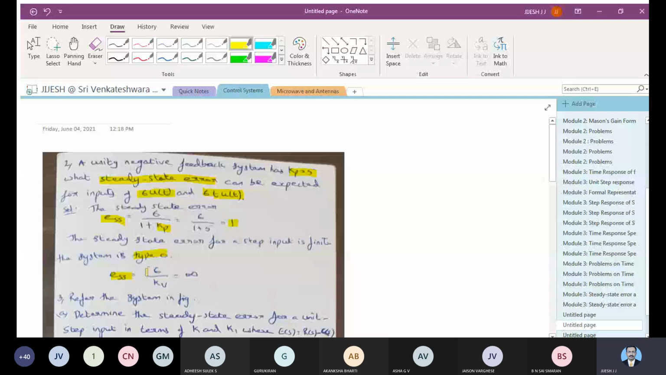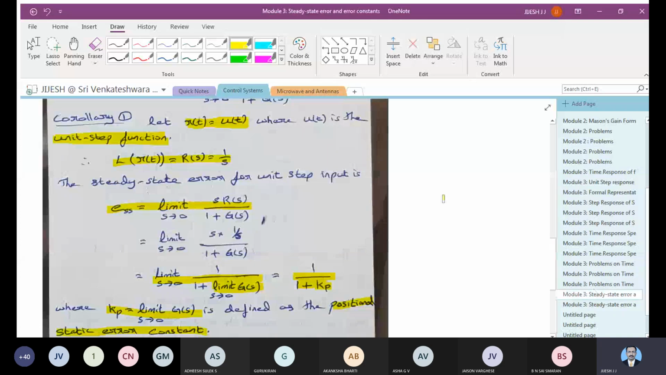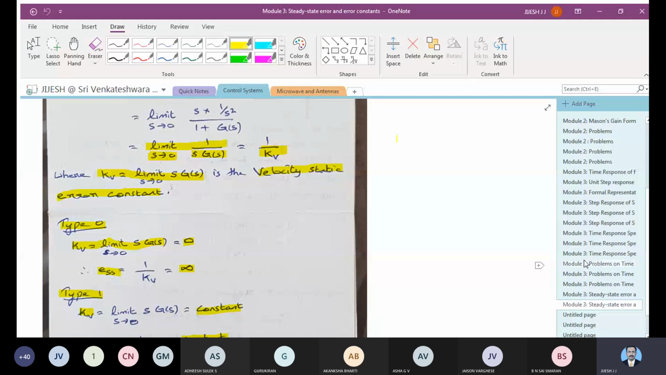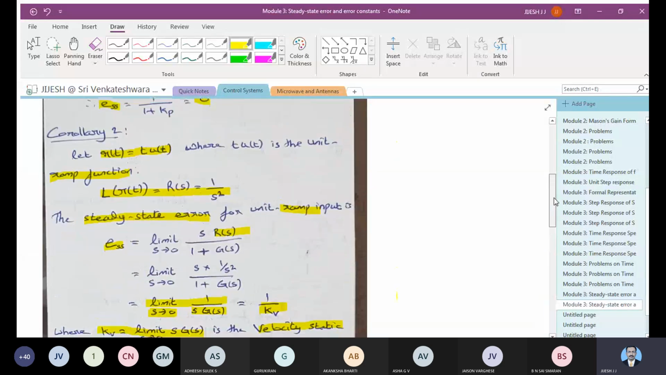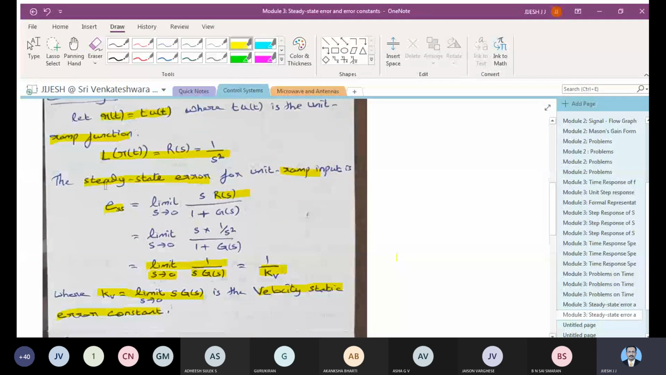You can see that here. We have studied all these things before. So you need to correlate all these things one after the other. So see that type 0 system, it's clearly given. This is a unit ramp function, that is, one ramp function. We have got 1 by kV, and when it is a type 0 system, it is clearly written that kV will be equal to 0, and it's only given type 0. So when it's a type 0 system, kV will be equal to 0 and ESS will go towards infinity.